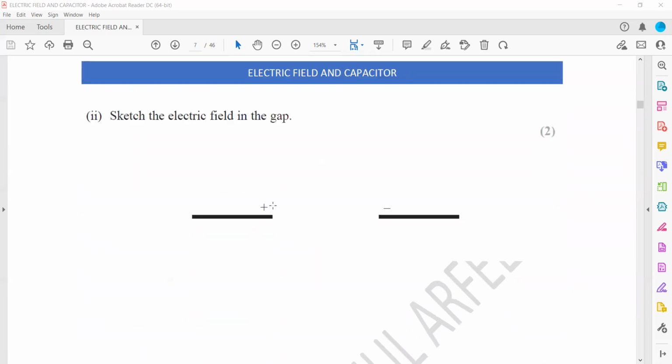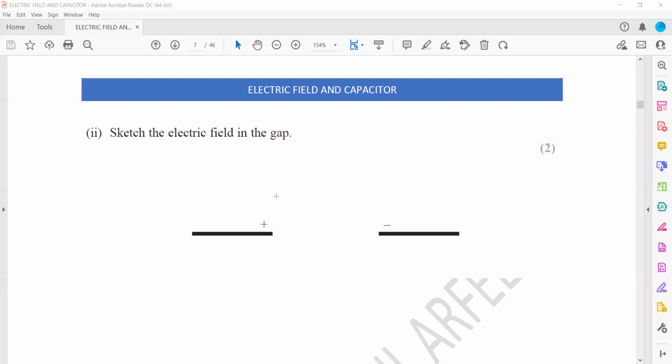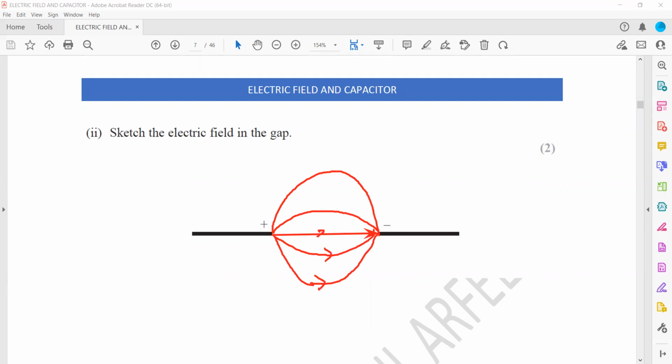Sketch the electric field in the gap. The electric field always points from positive to negative, so we draw the electric field from positive to negative. The strength of the electric field decreases as we move away. When we draw the pattern, the arrow is also important to draw, always from positive to negative. So this is the direction of the electric field.